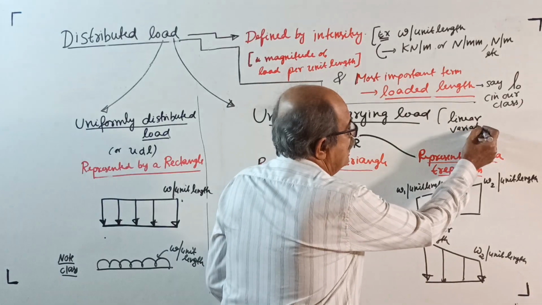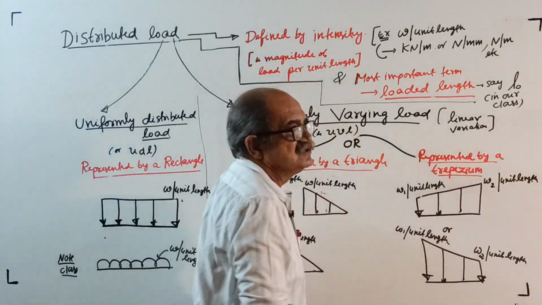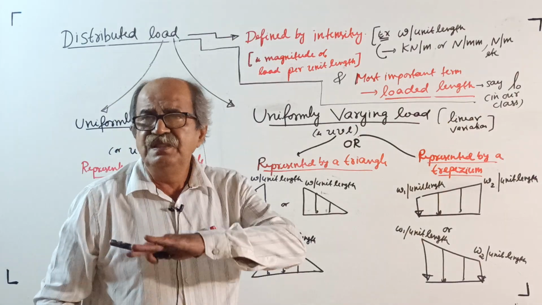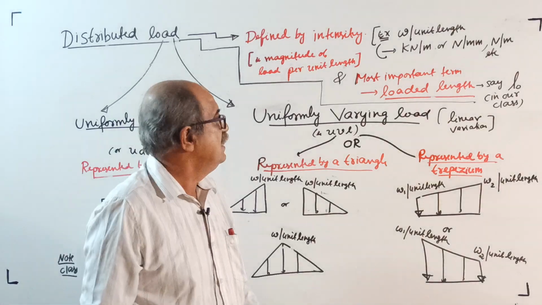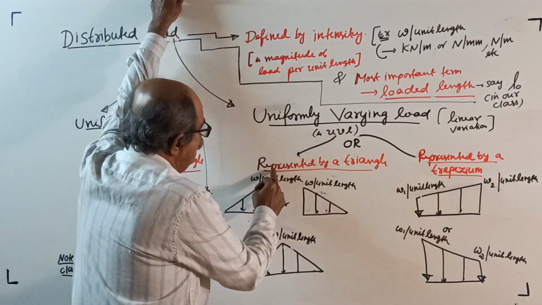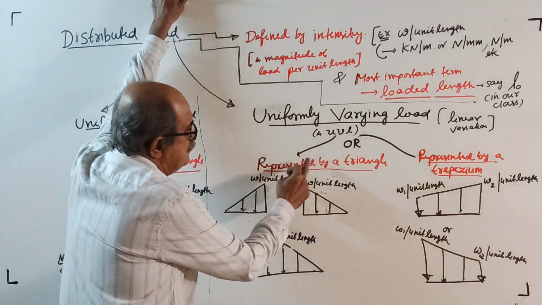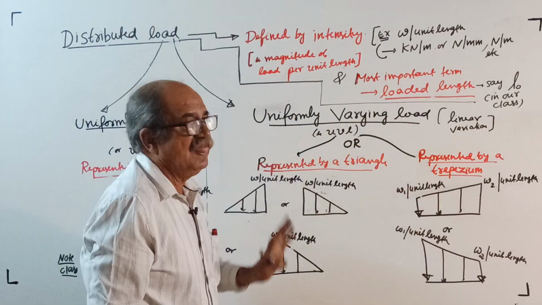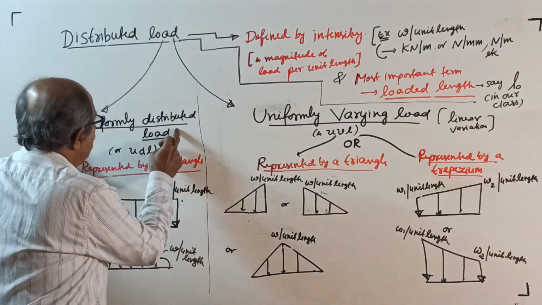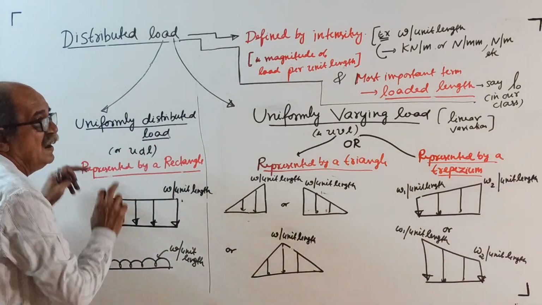Parabolic variation or variation based on trigonometric functions, we are not considering. Linear variation. Now, UVL, short form. There are two types: uniformly varying load represented by a triangle or represented by a trapezium. Both are UVL. Now, uniformly distributed load represented by a rectangle.